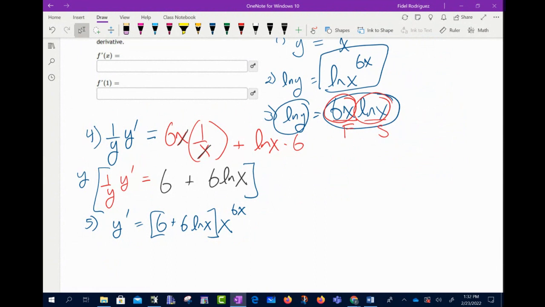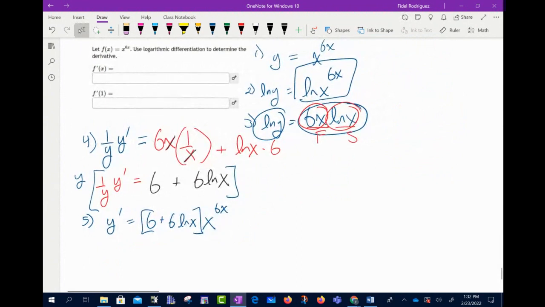Okay, so I want you to look at the directions. The directions say use logarithmic differentiation to find the derivative. We did. So right here, where the f prime is, I'm just going to write 6 plus 6 ln x, all of that times x to the power 6x. There's my answer for the first part. Let's call this part A. We'll call that part B.